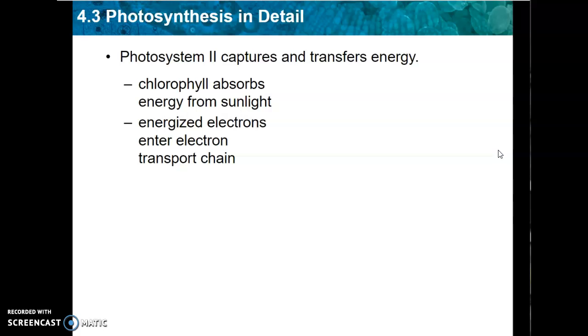The splitting of a water molecule is what keeps the available supply of electrons and protons in the thylakoid area. The byproduct, or waste here, is oxygen.